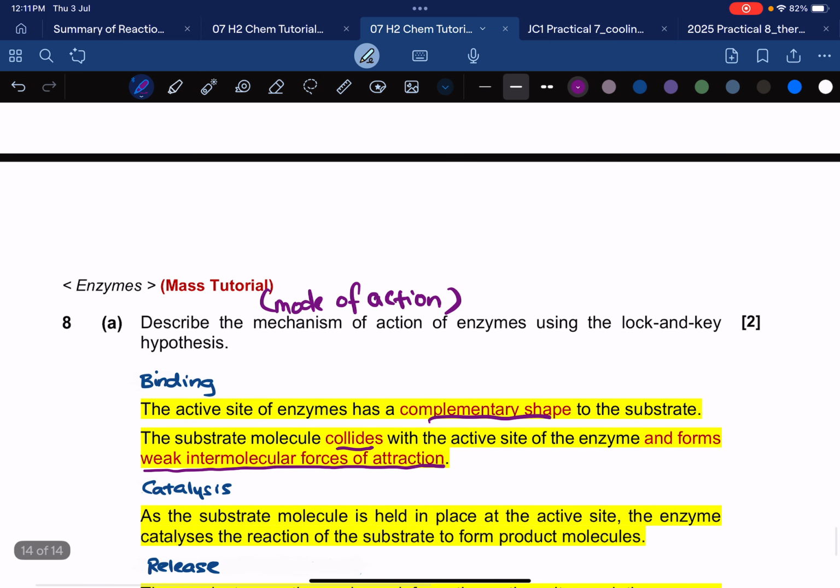The second stage is the catalysis. In this stage, while the substrate is held in place at the active site, the enzymes will catalyze the reaction of the substrate to form the product molecules.